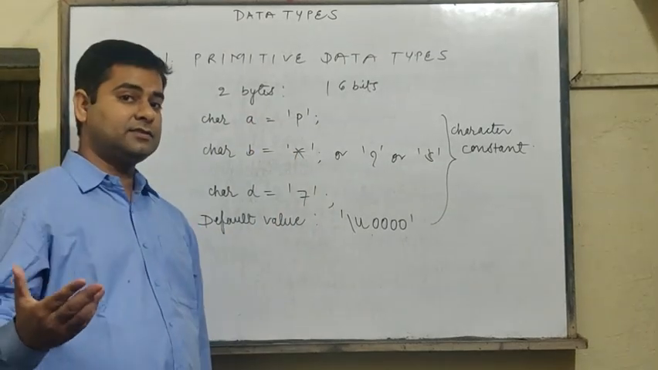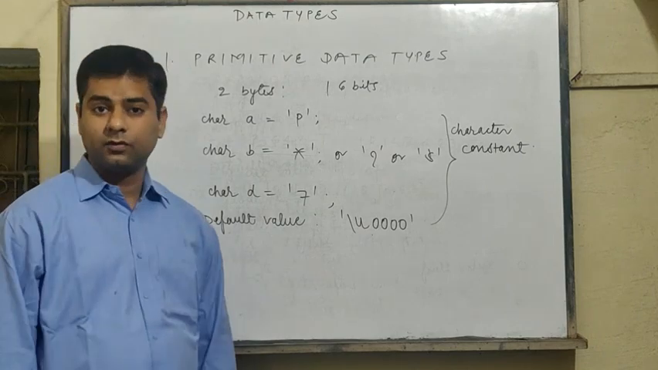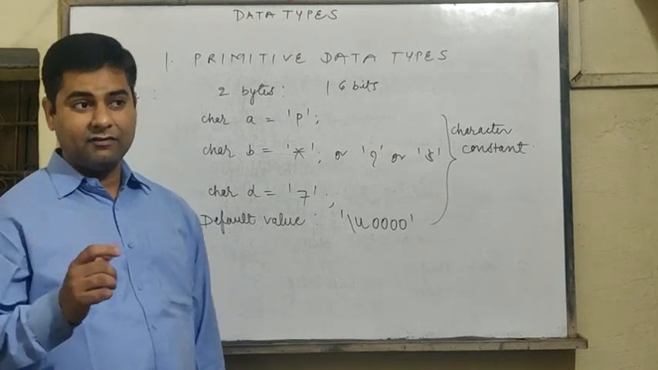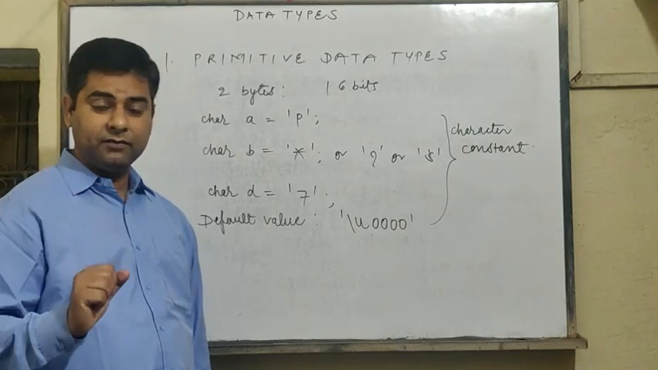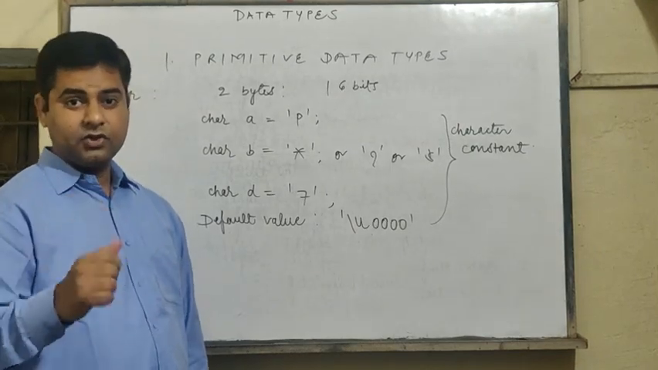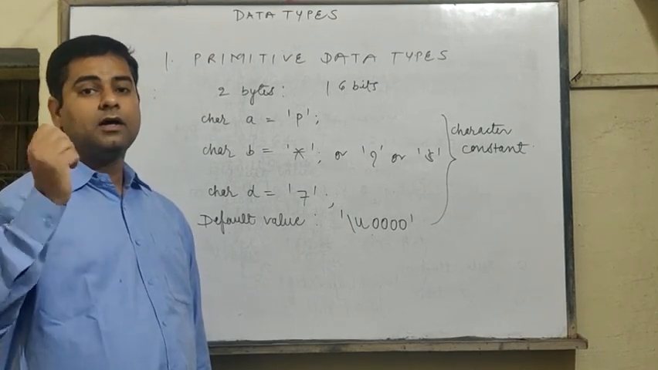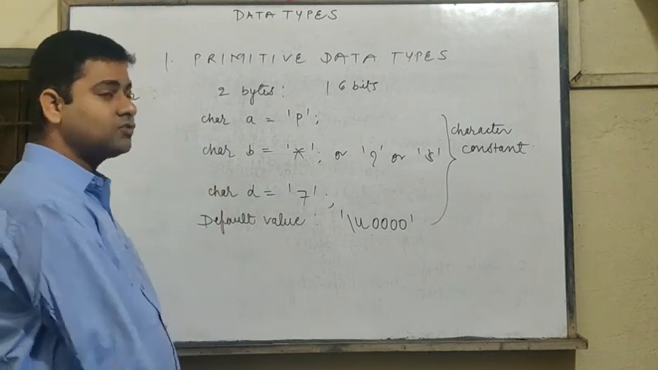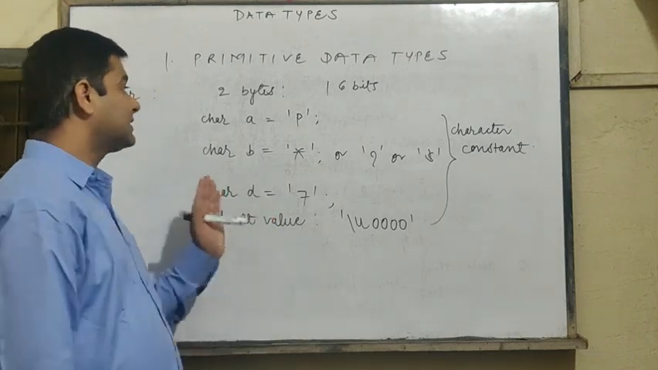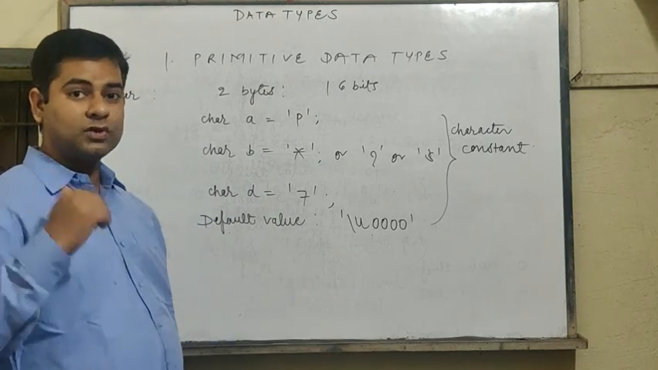Suppose your need is to store more than one character. For example, your name you have to store. You have to store a sentence. You have to store a word. You have to store your school name. You have to store your address. You have to store your admission number. You have to store your subject's name. So for that particular purpose, what do we use? We use the String class, and its object is used to store the string.